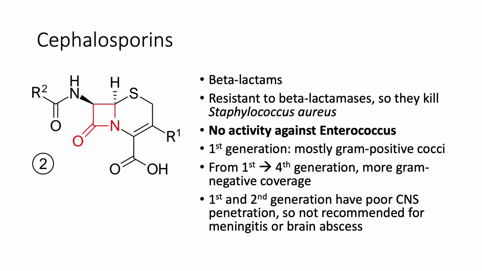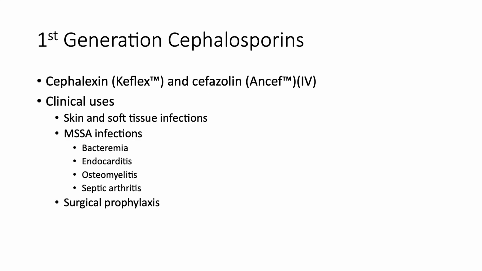It's also important to know that the first and second generations have pretty poor CNS penetration. And so if someone has meningitis or brain abscess, you're not going to want to use first or second generation cephalosporins. So your first generation cephalosporins are cephalexin, you'll also hear it called Keflex, and cefazolin, also called Ancef, which is every orthopedic surgeon's favorite antibiotic.